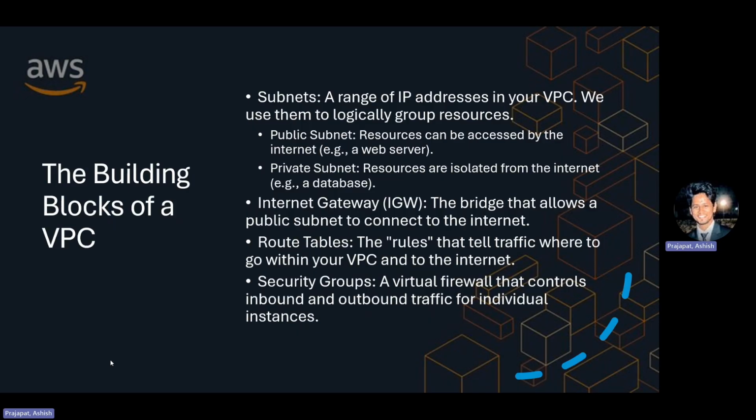A VPC is built from several key components. First, we have subnets. Think of subnets as different rooms in your apartment. We can have a public subnet, which is like your living room with a big window to the street, and a private subnet, like a secure bedroom. An internet gateway is the front door, allowing traffic to enter or leave the public subnet. Route tables are the directions on how to get to the different rooms. And finally, security groups are the individual firewalls for each of your servers or resources, controlling traffic at a very granular level.